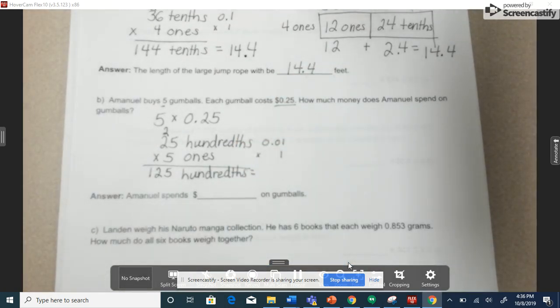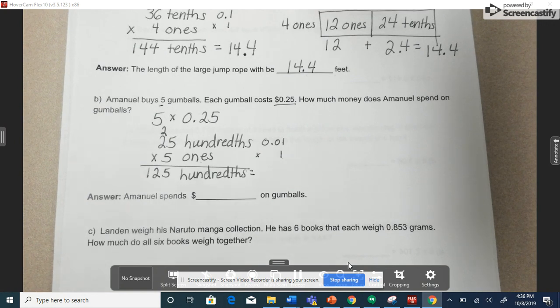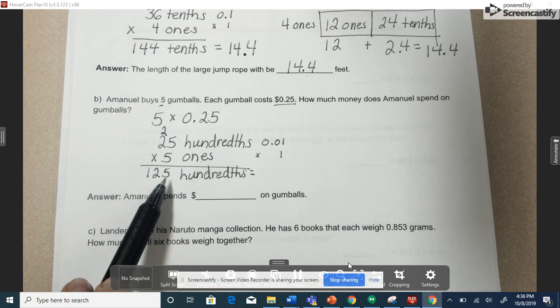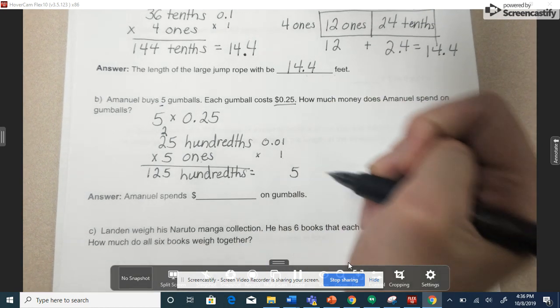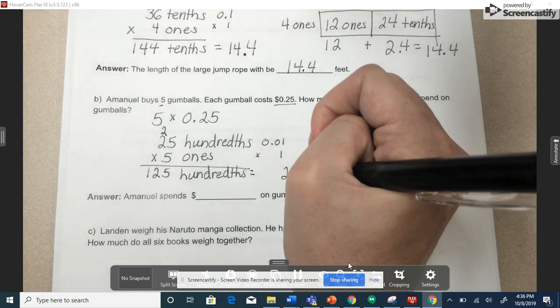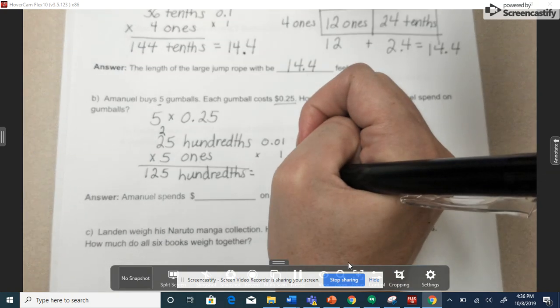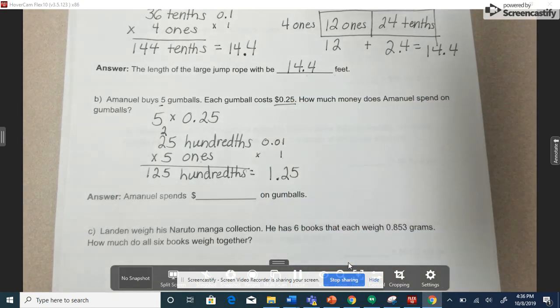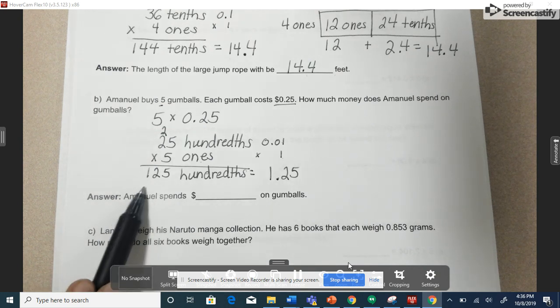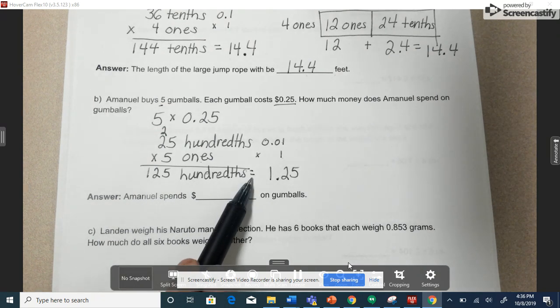So right now this is written in unit form. I'm going to write this in standard form like I did in the problem before. Hundredths means that this last digit here is going to be in the hundredths place. So I need to make sure that 5 is in the hundredths place. If I put the 5 here in the hundredths, that means the 2 is in the tenths. Now I need my decimal, and we have 1 left over. 125 hundredths equals 1 and 25 hundredths.